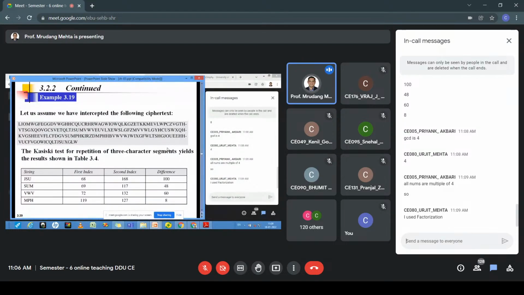Factorization. Urjit, you used the method of factorization. So how did you apply that for these four numbers?